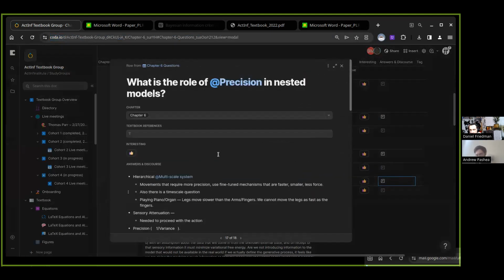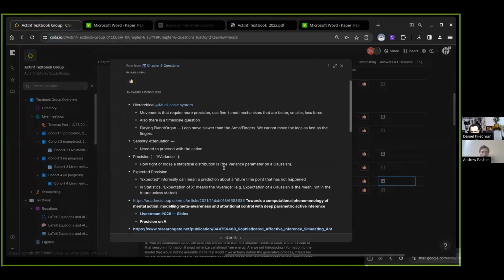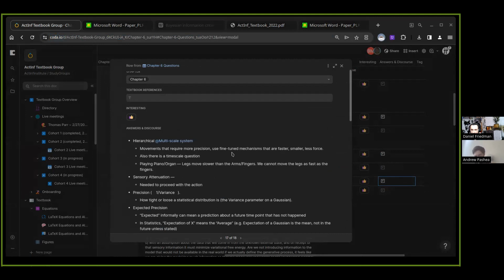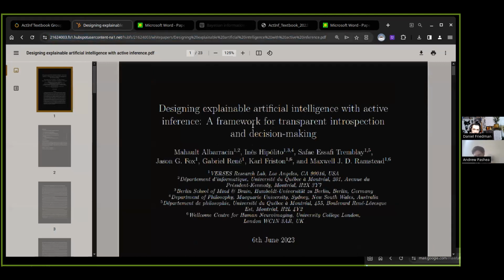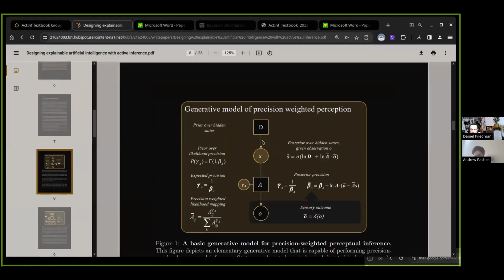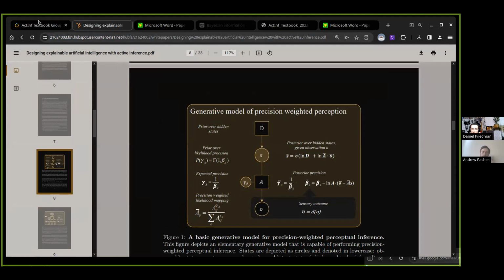What is the role of precision in nested models? Well, by way of demonstrating the transferability of active inference generative models, these 3 figures are discussed in live stream 28 from the original paper, Smith et al., Computational Phenomenology. So this is a static perceptual Bayesian model. We have hidden state observations, and here, as a modulator, literally a neuromodulator, on the A matrix, the recognition matrix of the generative model, you have the precision.